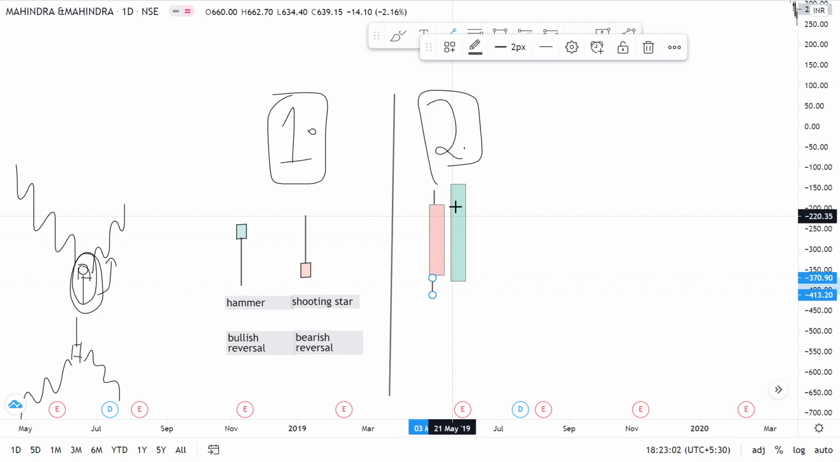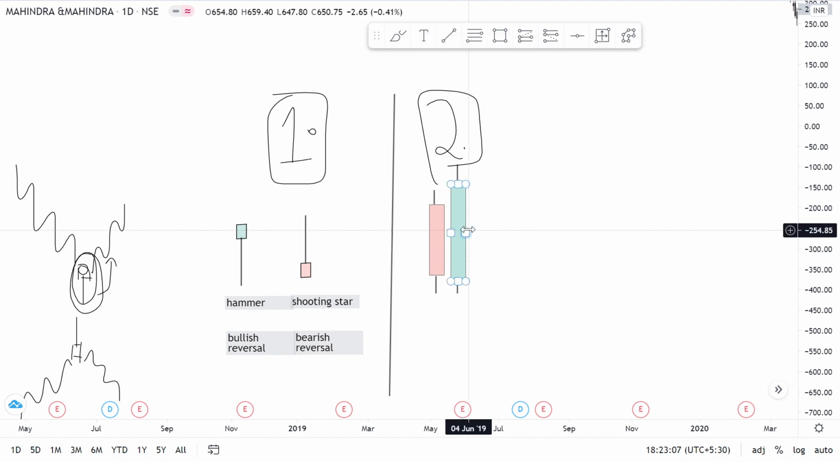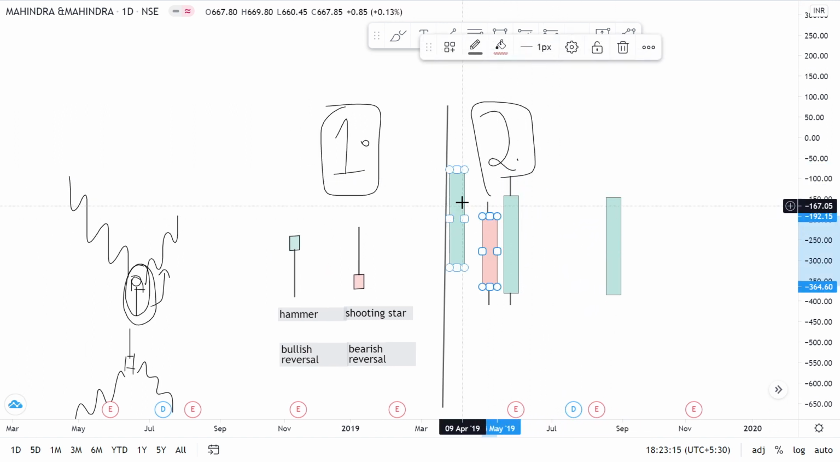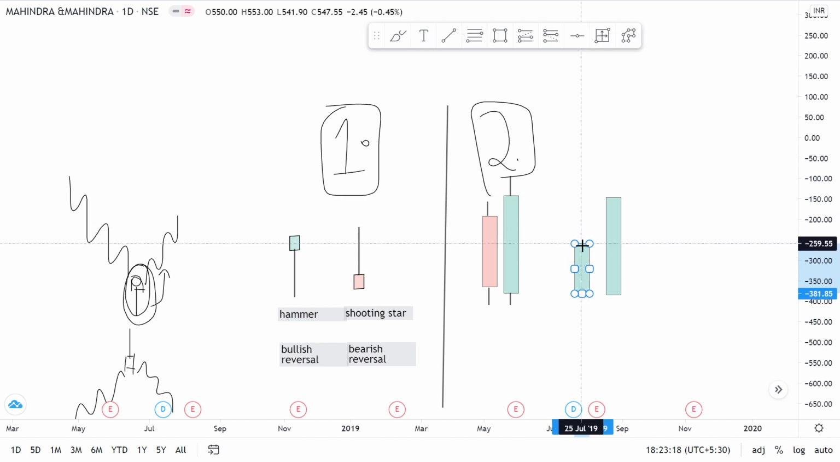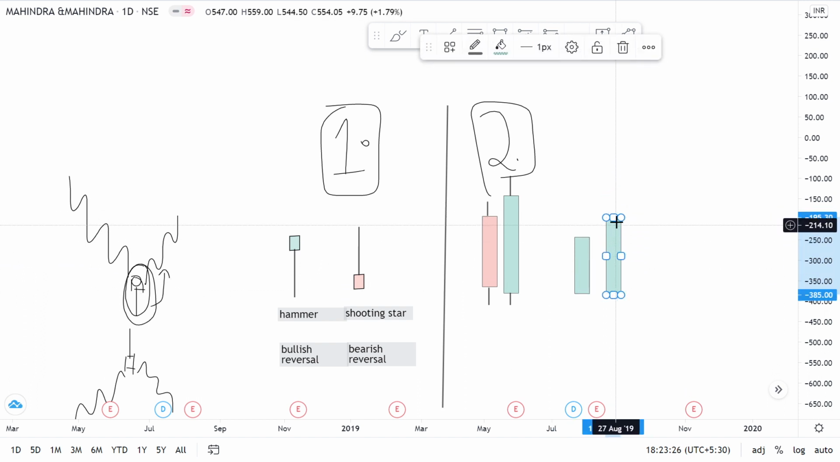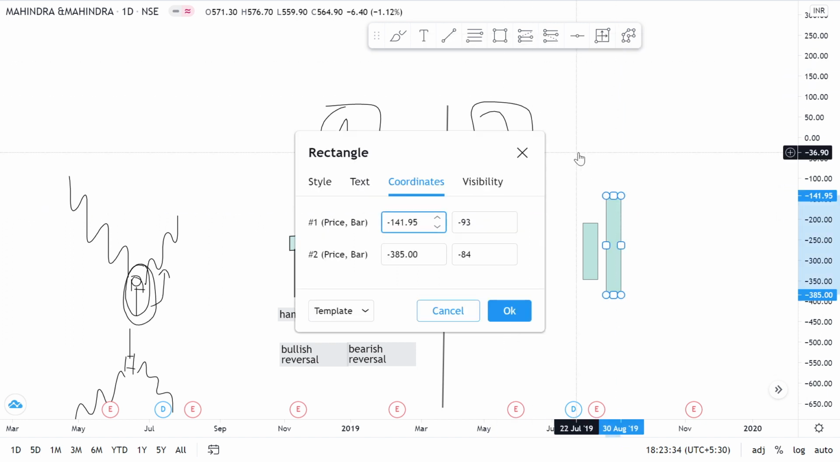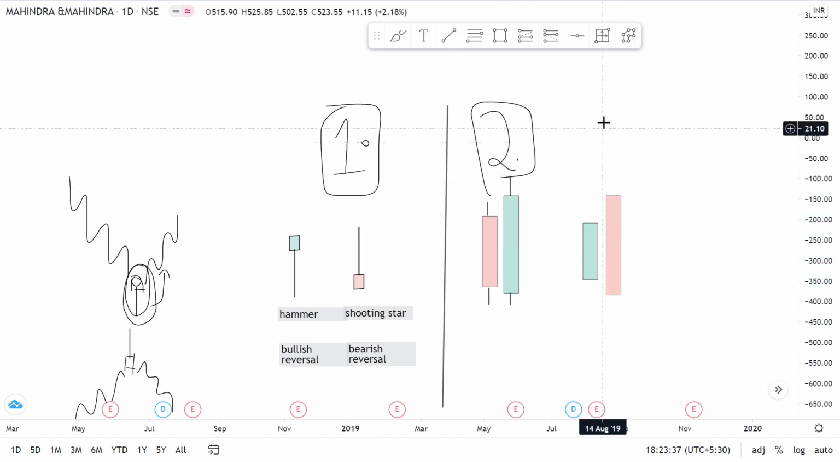One something like this, and the second one is exactly opposite to this. So the second one would be a smaller green candle and then a larger red candle. Something like this. This large candle here would be a red one, and even this would have similar wicks.